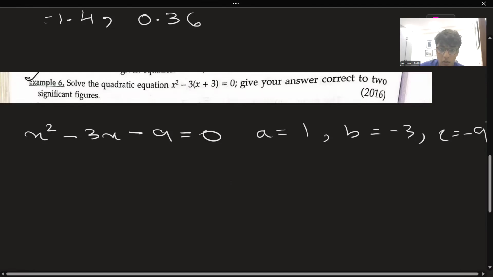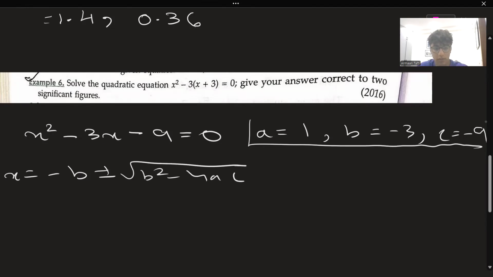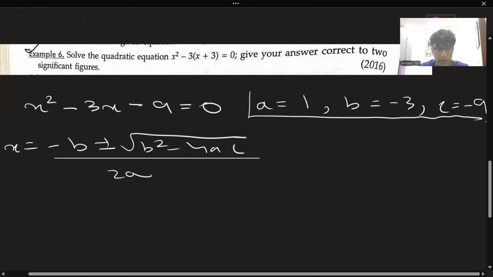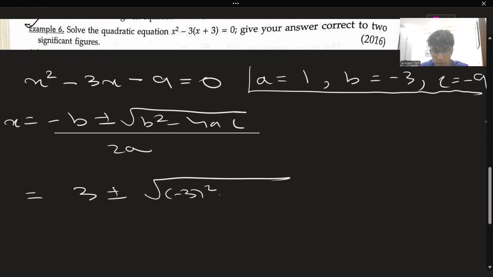Now, let's pop this up here. Again, I'm writing the quadratic formula down so it comes to your memory: minus b plus or minus the square root of b squared minus 4ac, all over 2a. Substitute the values in. Minus minus 3, so your 3, plus or minus the square root of b squared, which is minus 3 squared, minus 4 times a, which is 1, times c, which is minus 9.